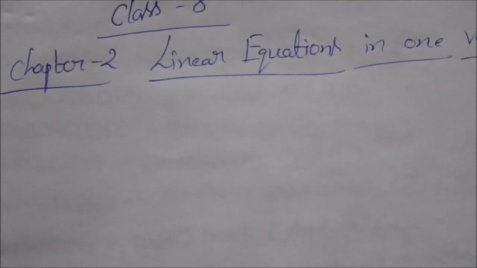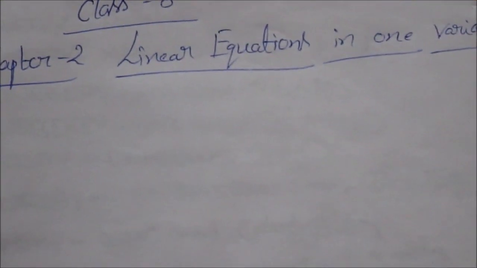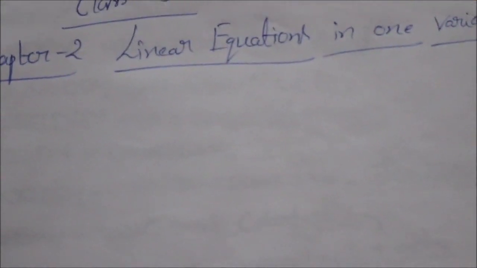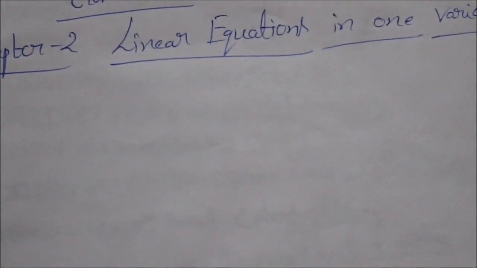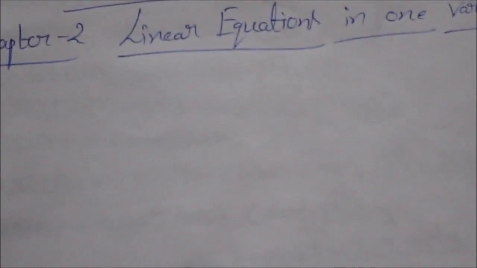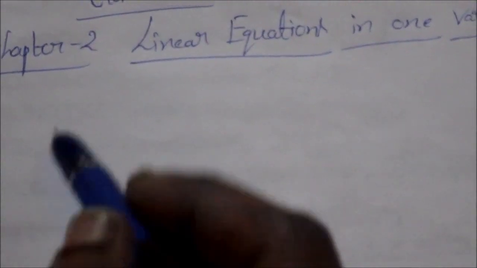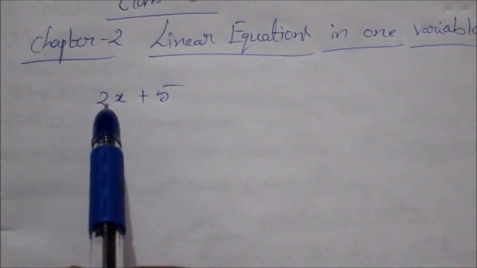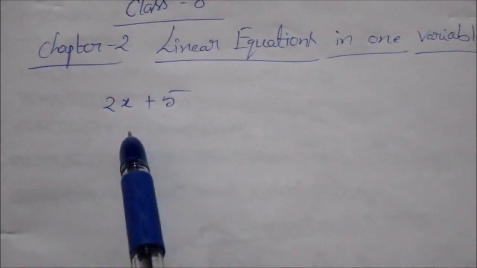Today's topic is linear equations in one variable. You already learnt what is an equation, what is an expression in 7th class. So, what is an expression? Consider one example. 2x plus 5. This is an expression.